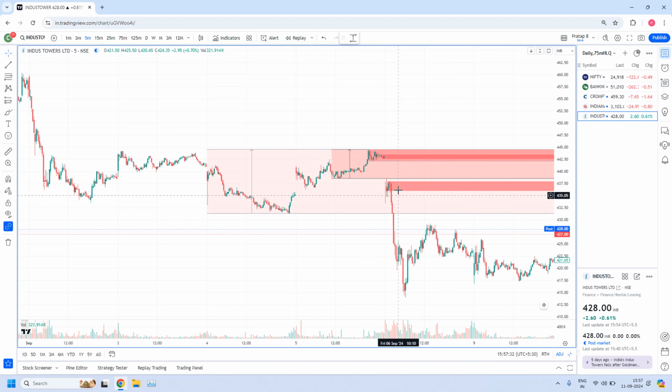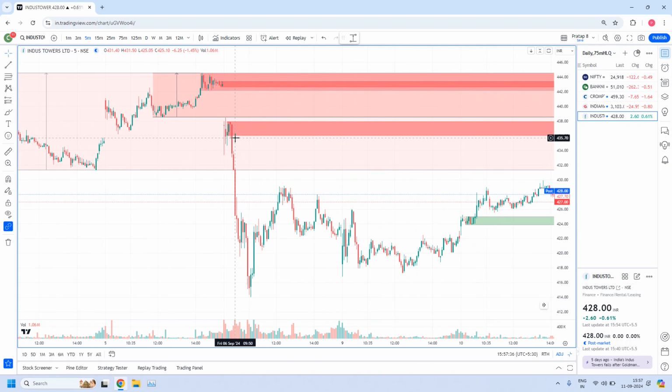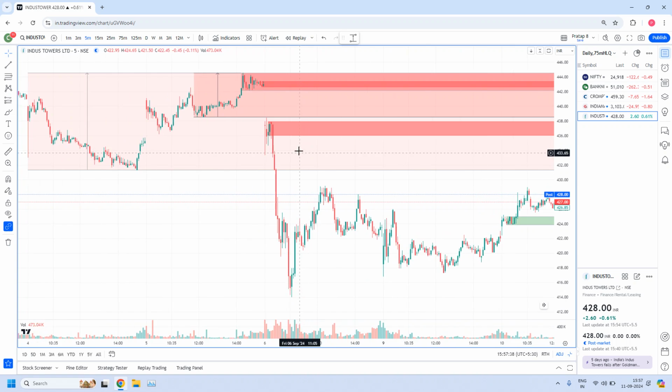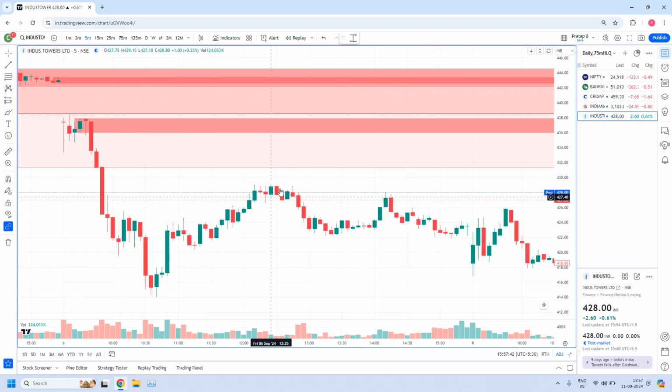But here I have drawn another zone. This is not a fine-tuned zone. Directly we have drawn the 5-minute zone. How have I drawn the 5-minute zone here? We have an ERC candle as well. Again, you have 1 base, 2, 3 base candles and a drop candle. This is the 5-minute zone.